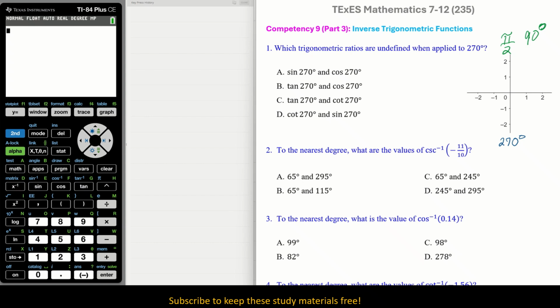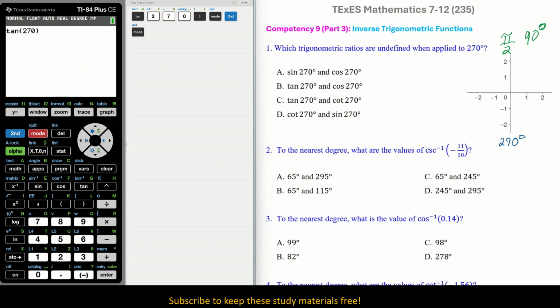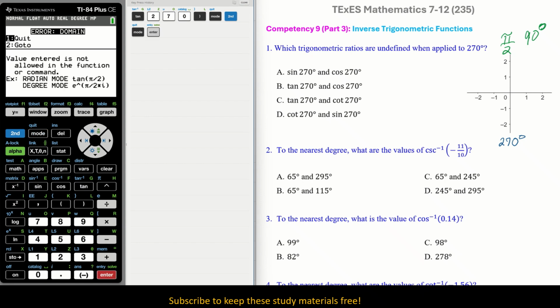Let's put it in the calculator and test what I'm saying. So let's do our tangent of 270. I need to make sure I'm in degree mode, and I am. Check that you're in degree mode, okay? Because I was doing other things and I just simply couldn't remember. Let's push enter and you get an error. It says check your mode, but I've already checked my mode.